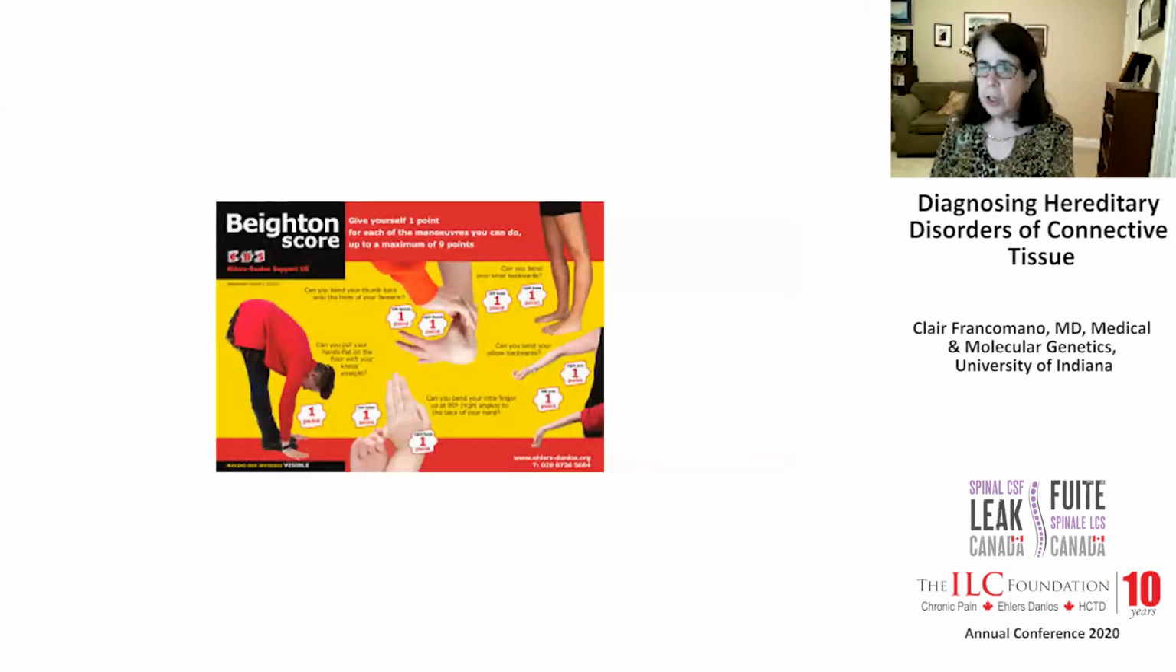And this is another illustration of the Beighton score, again illustrating how we look at the flexibility at the wrist, at the metacarpal phalangeal joint of the fifth fingers, the knees, the elbows, and flexibility in the spine.